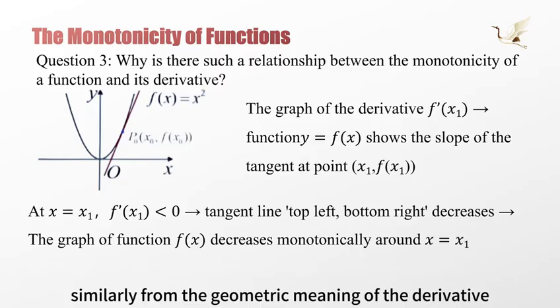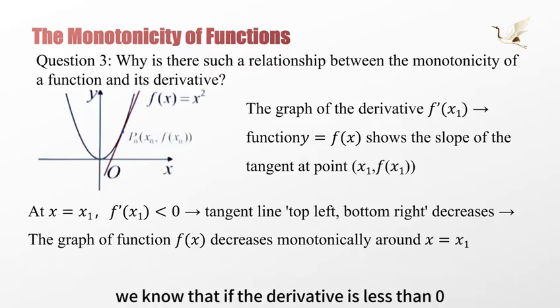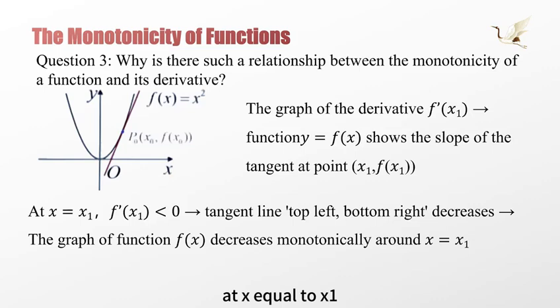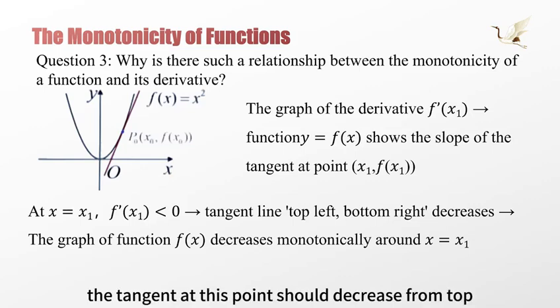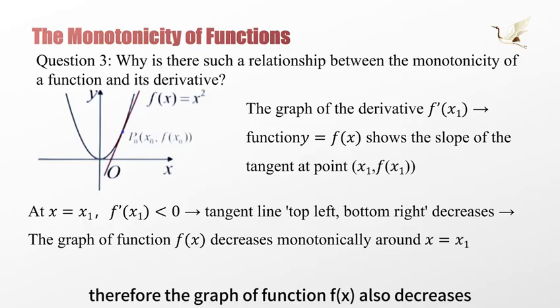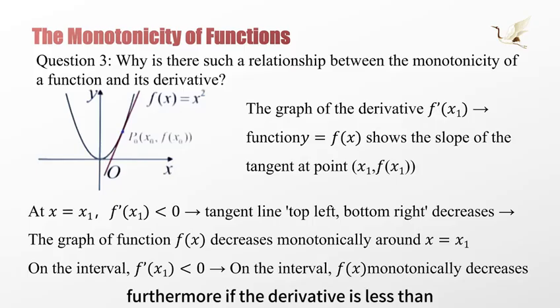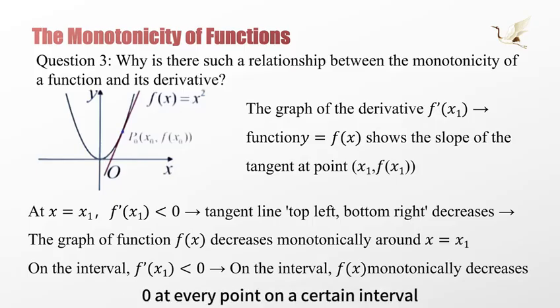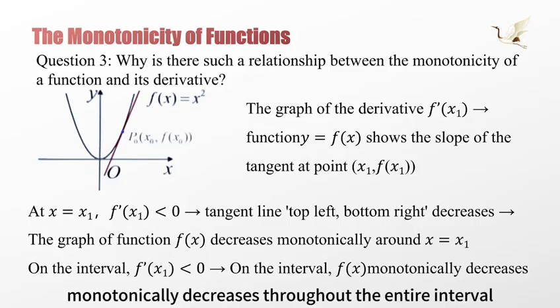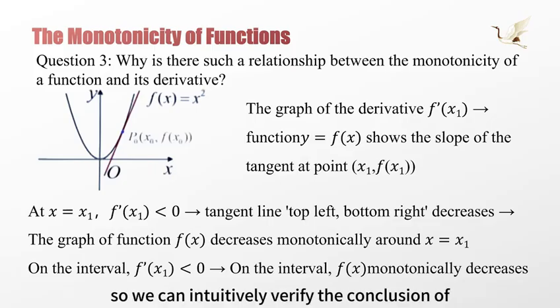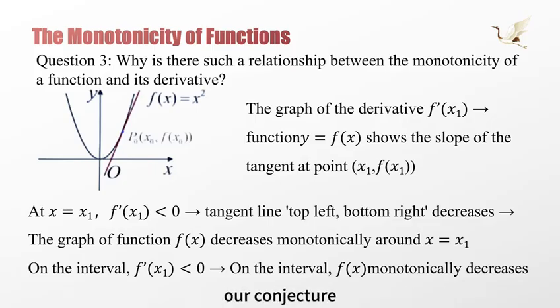Similarly, from the geometric meaning of the derivative, we know that if the derivative is less than 0 at x equals x1, the tangent at this point decreases from top left to bottom right. Therefore, the graph of function f(x) also decreases, that is, it monotonically decreases around x equals x1. Furthermore, if the derivative is less than 0 at every point on a certain interval, the function decreases monotonically near every point on this interval. Therefore, the function monotonically decreases throughout the entire interval, so we can intuitively verify the conclusion of our conjecture.